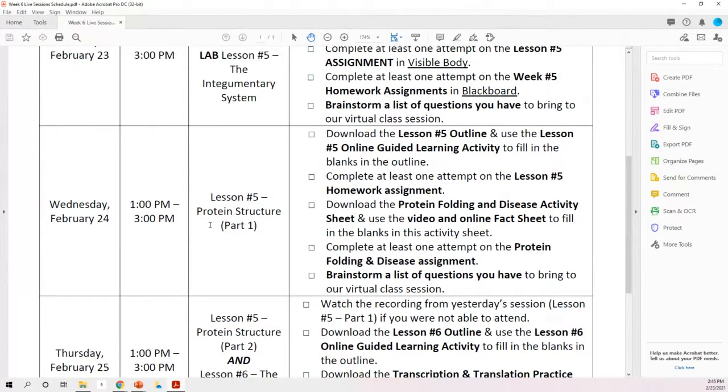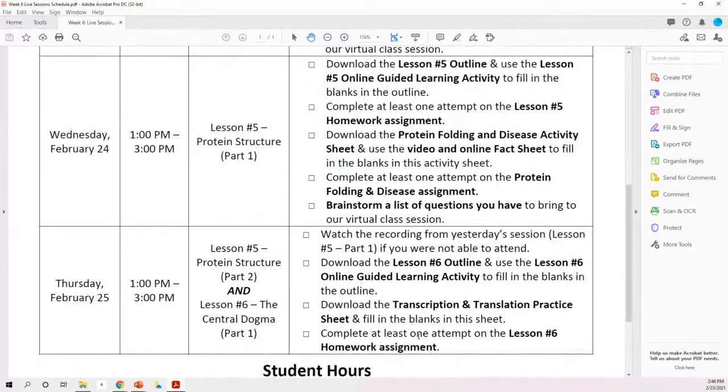If possible, please try to at least work through the guided lesson for lesson number 5. It would be great if you can start working on protein folding and disease as well. But please make sure to try to at least have finished lesson number 5 if you can. Then we're going to start trying to work on lesson number 6 on Thursday. So we're going to be meeting quite a bit this week, to try to catch up a little bit from last time. But for tomorrow's class, again, if possible, try to start working on lesson number 5.